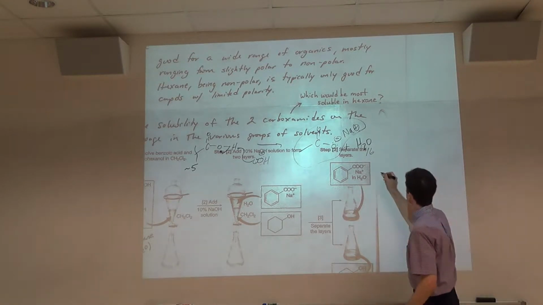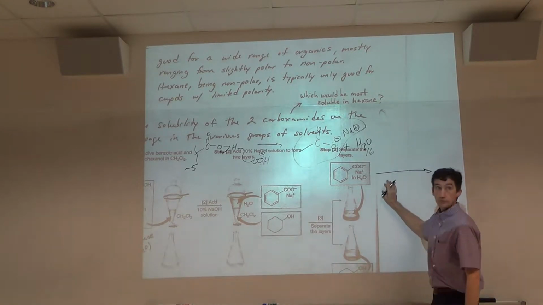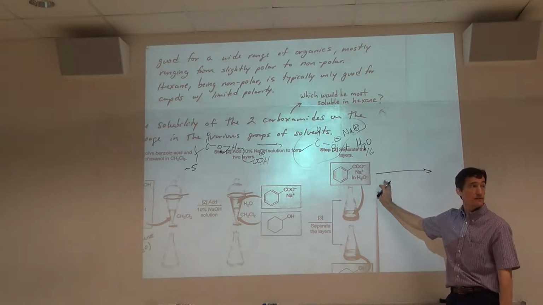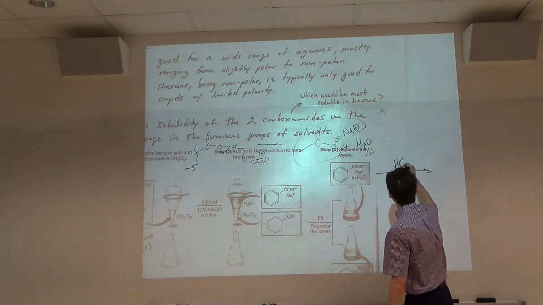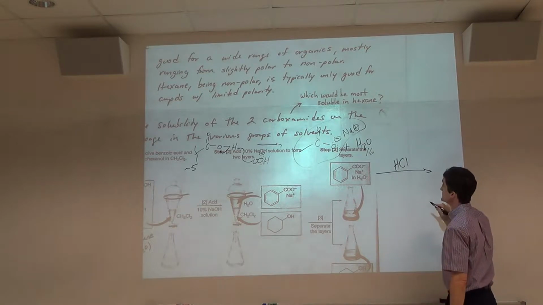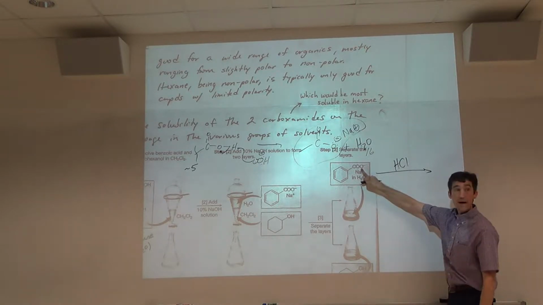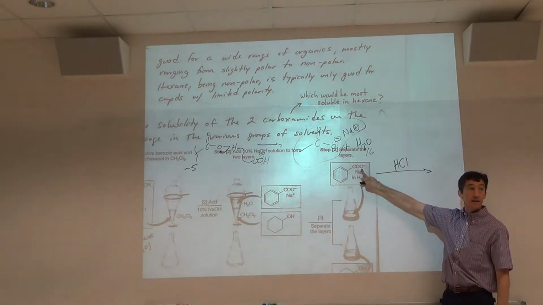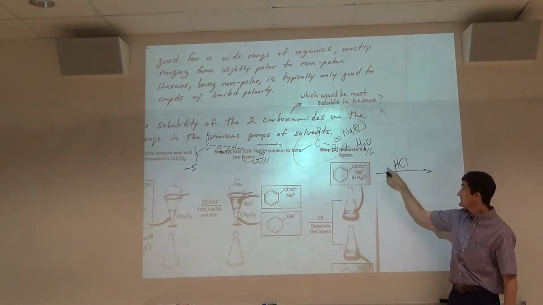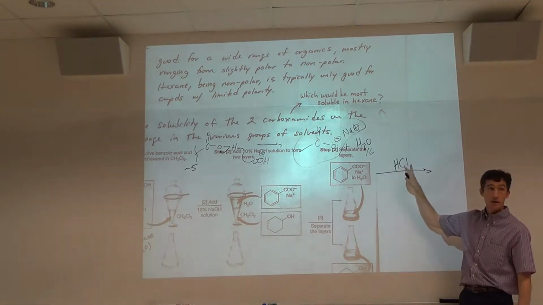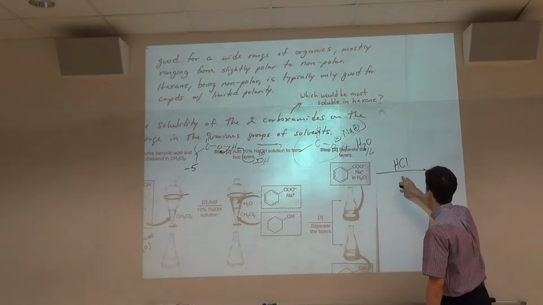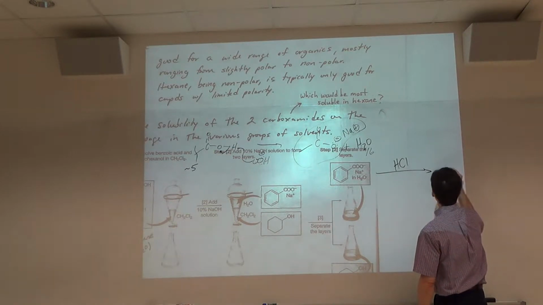What do you want to add to this? Acid. Strong acid. What's your favorite strong acid? HCl. Okay, you can add some HCl. What's going to happen? Well, that's a minus. Anion. Anions are bases. Bases don't take the H. This is a strong acid, it wants to give an H to something. What are we going to get?